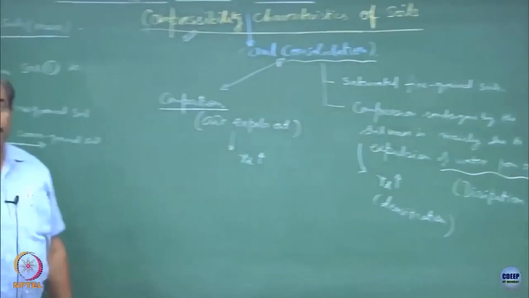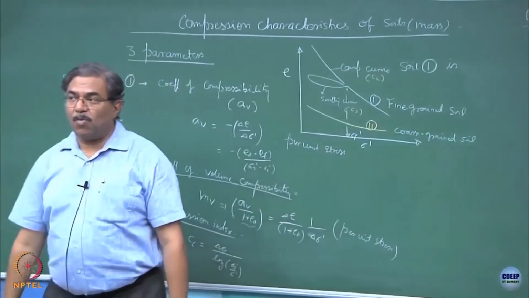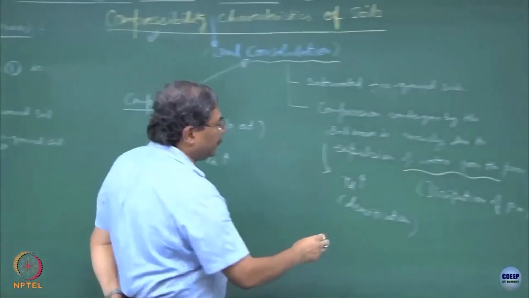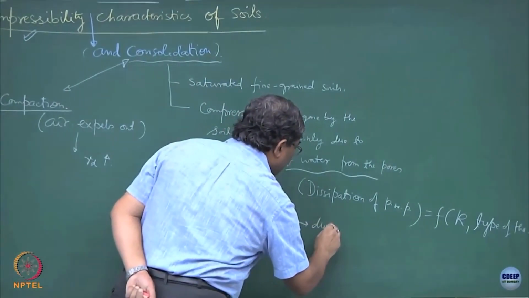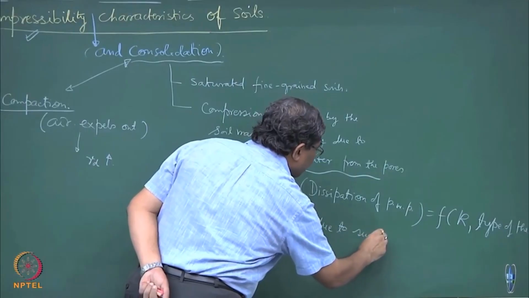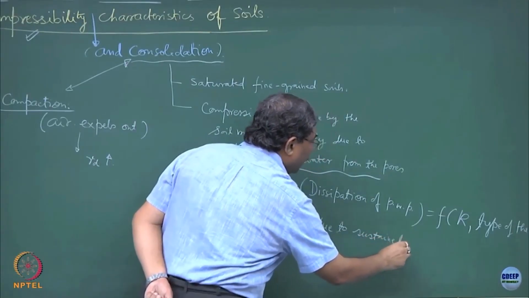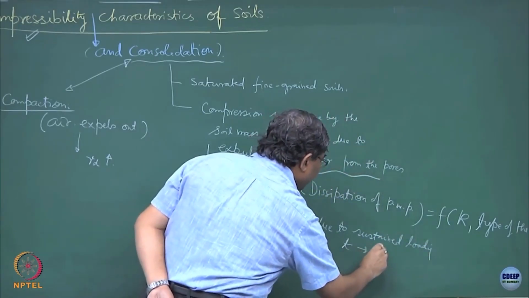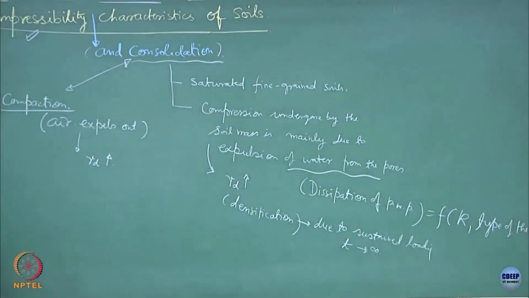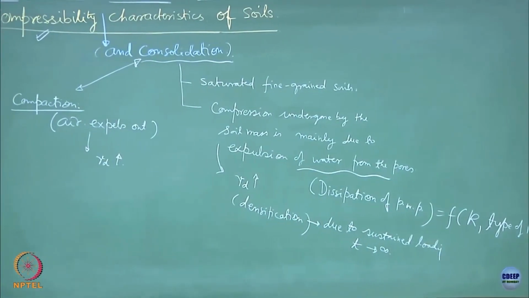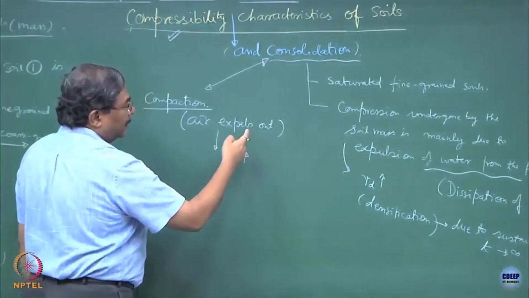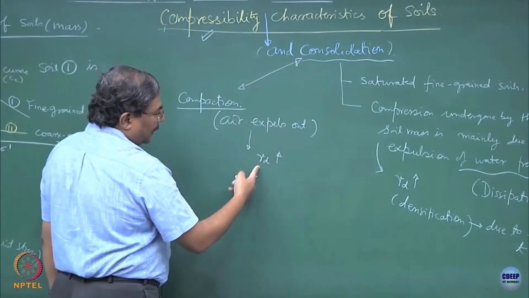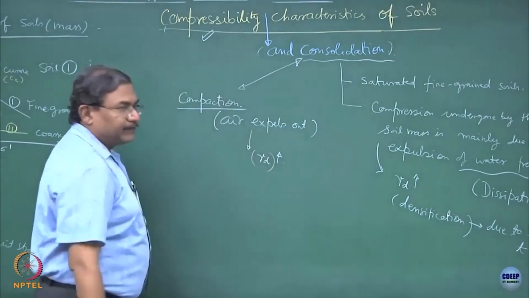And this densification is because of the sustained loading, remember. So, this is the densification due to sustained loading. Sustained loading means T tends to infinity, alright. The time when 3-4 dial gauge readings cease to change, they become constant. Compaction is an instantaneous process, air gets expelled out, gamma d increases, fine.